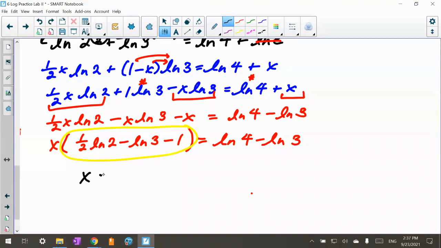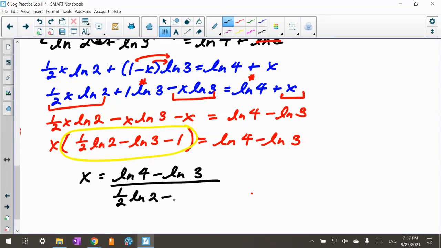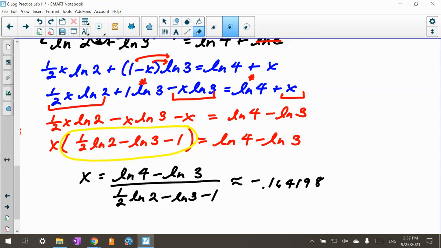So x is going to equal the natural log of 4 minus the natural log of 3 all over 1/2 natural log of 2 minus the natural log of 3 minus 1. And when I put that in my calculator, I get negative 0.164198.